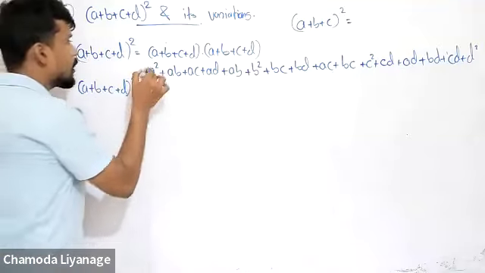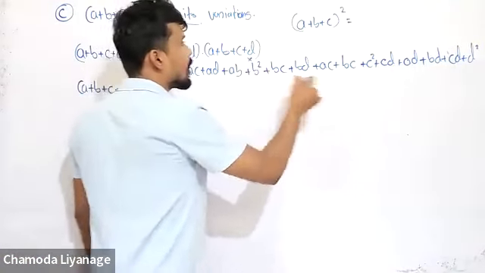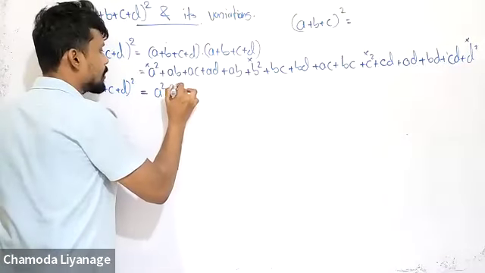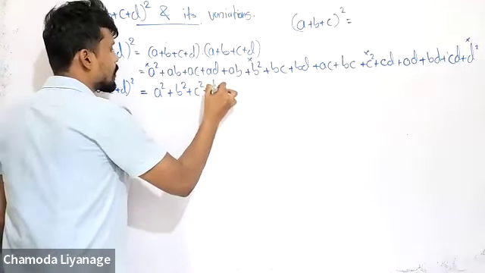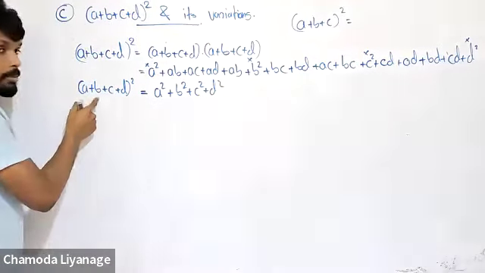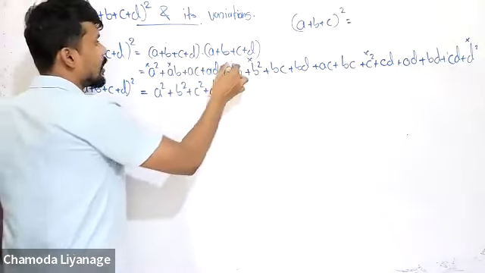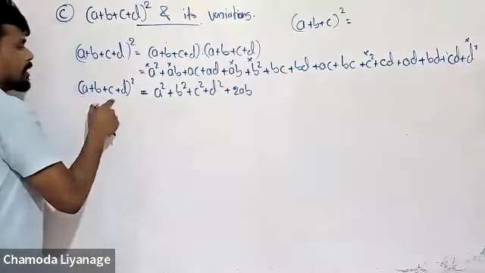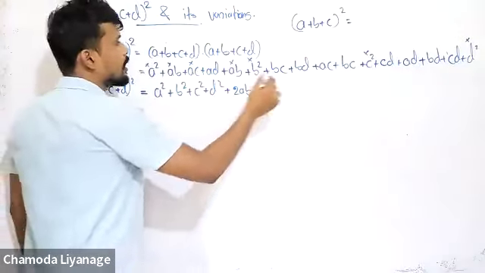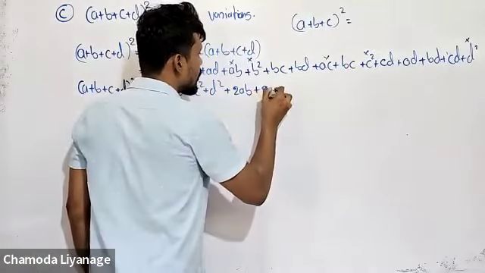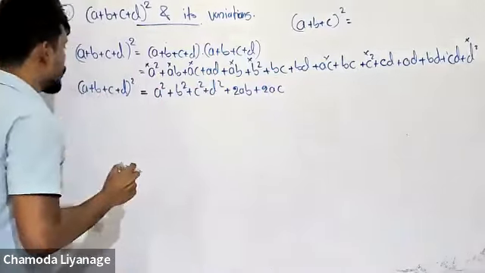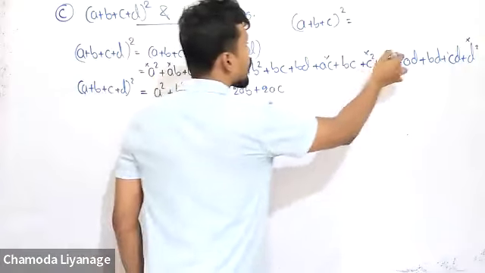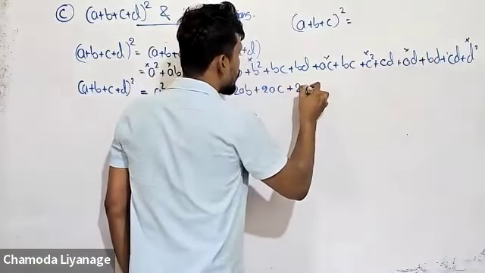So let's find out the a squared, b squared, c squared, and d squared. All the square terms are there: a squared plus b squared plus c squared plus d squared. Then let's check for ab terms. ab and another ab, so 2ab. Then ac plus ac, 2 times ac. Then ad plus ad, 2 times ad.